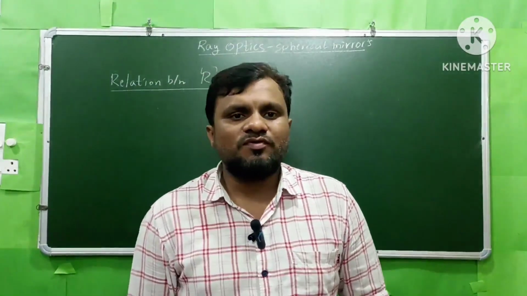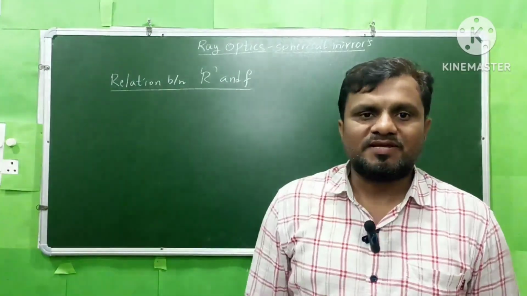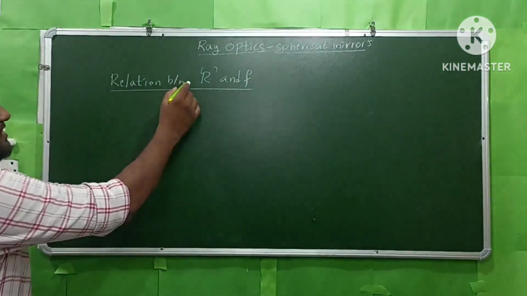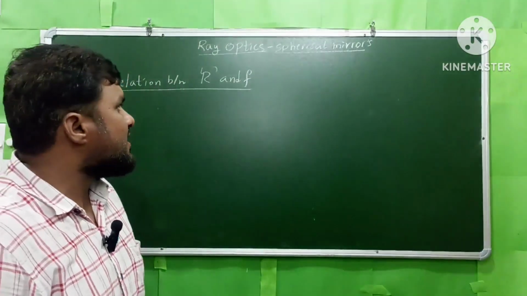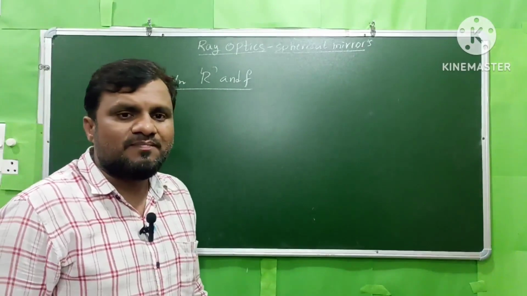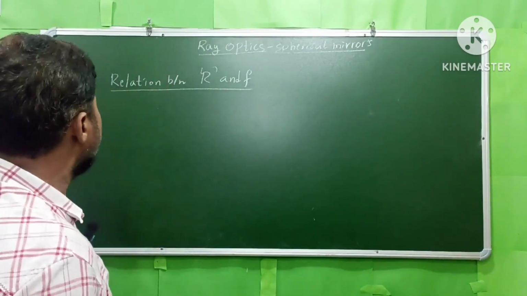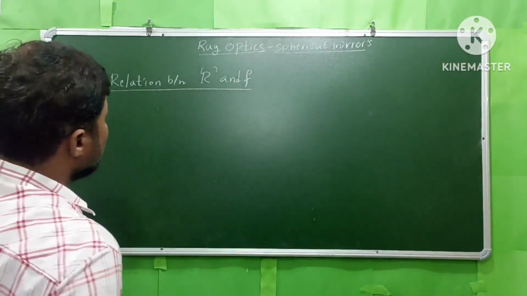Now we will discuss ray optics, spherical mirrors. In this, firstly I will discuss the relation between radius of curvature and focal length. Later, the mirror formula. Then we will discuss ray diagrams also. Firstly, the relation between radius of curvature and focal length.